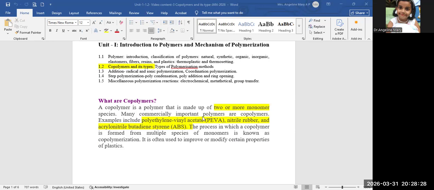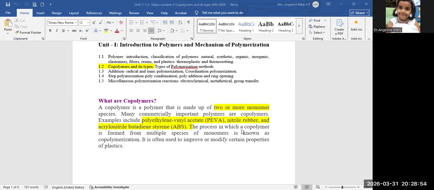Many commercially important polymers are copolymers. Examples include polyethylene vinyl acetate, that is PEVA, nitrile rubber, and acrylonitrile butadiene styrene, that is ABS rubber. These are the main examples of copolymers.